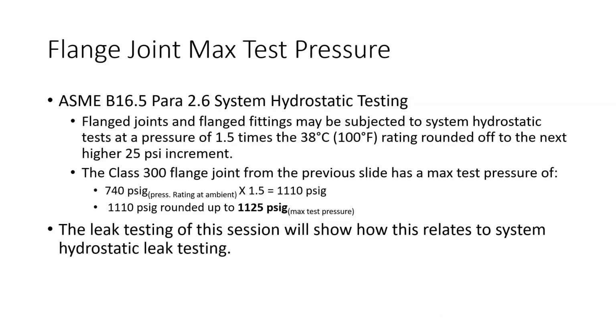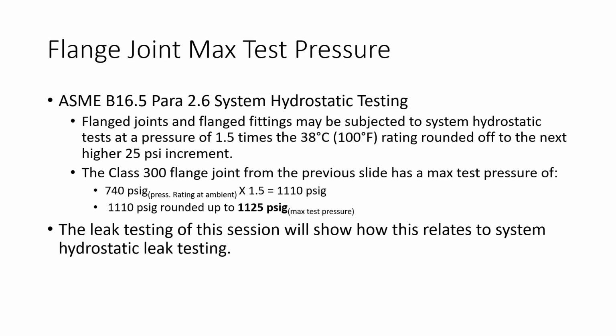In accordance with ASME B16.5, paragraph 2.6, system hydrostatic testing, flange joints and flange fittings may be subjected to a system hydrostatic test at a pressure of 1.5 times the 100 degree F rating, rounded off to the next higher 25 psi increment, which is what we just did.